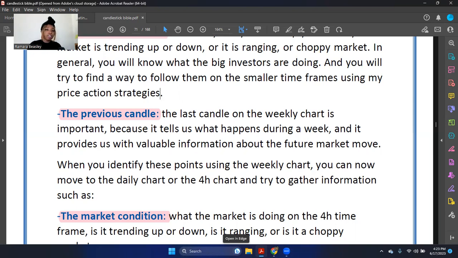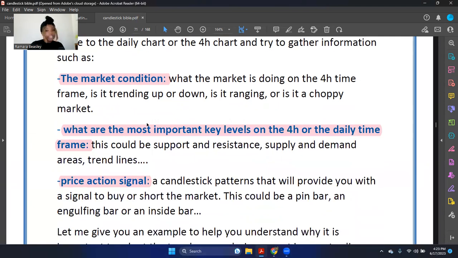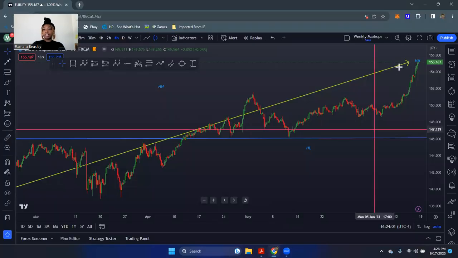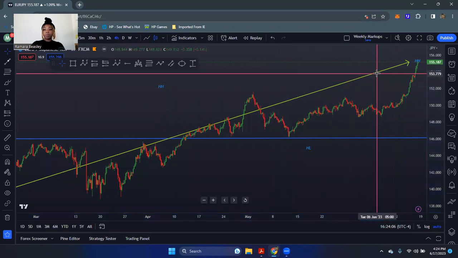All right, so we're going to the 4-hour time frame. What we're about to do, what we're looking for: previous count. Now the market condition. What is the market doing on the 4-hour time frame? Is it trending up or down? Is it ranging or is it a choppy market? So let's switch to our 4-hour time frame on EJ. Let me get my candle out of the way.